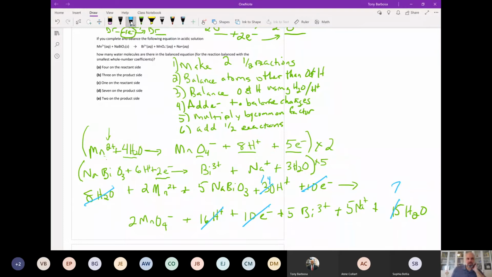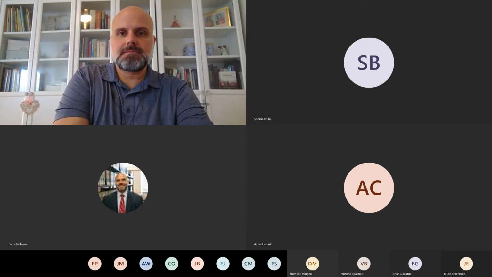And the question then asks, in particular, how many water molecules are there in the balanced equation for the reaction with the small whole number coefficients. You need to realize that it's going to be 7 because we needed to eliminate water on both sides. So everybody hopefully got D as their answer. Any questions on that? Any questions? Pop them in the box.